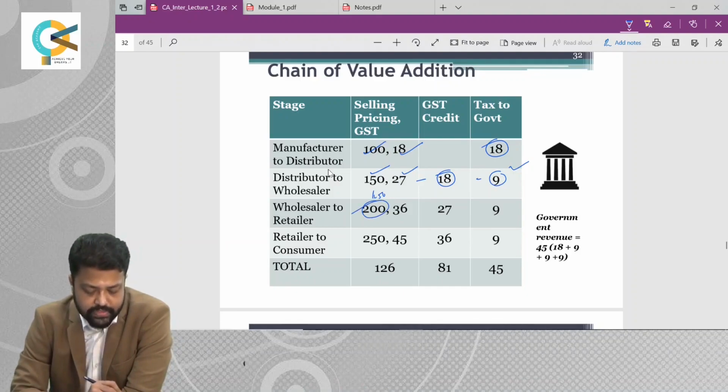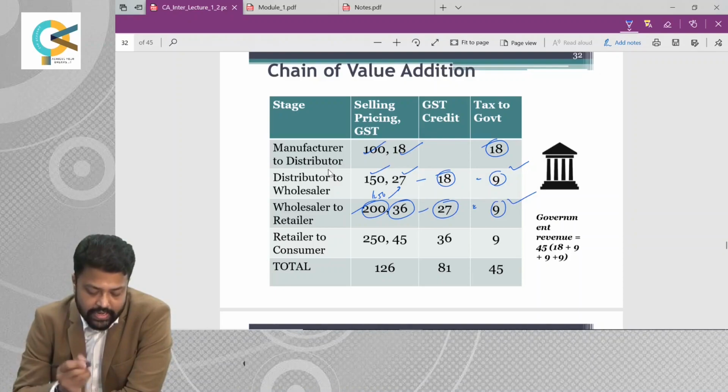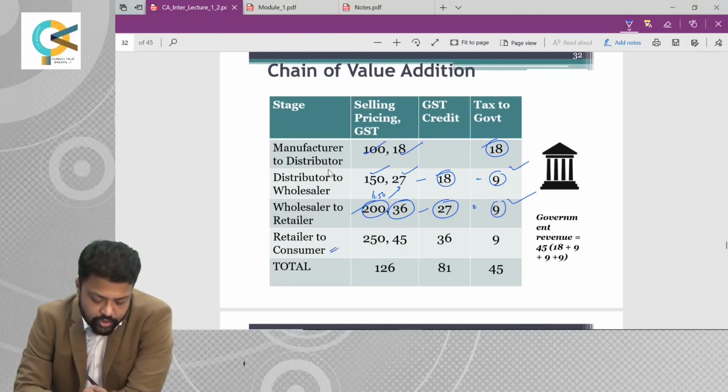So 200 rupees is the price on which 18%, 36, is GST which is collected from the retailer, but he has already remitted 27 to the earlier chain. He will deduct this 27 and he will pay rupees 9 to the government.